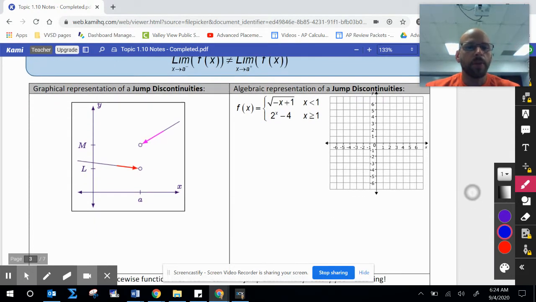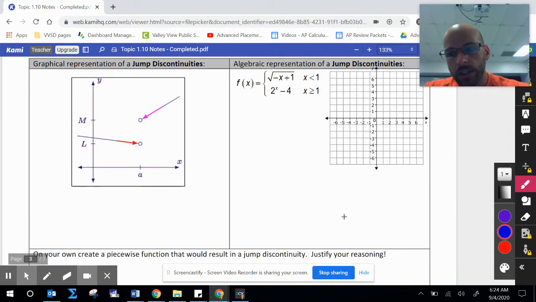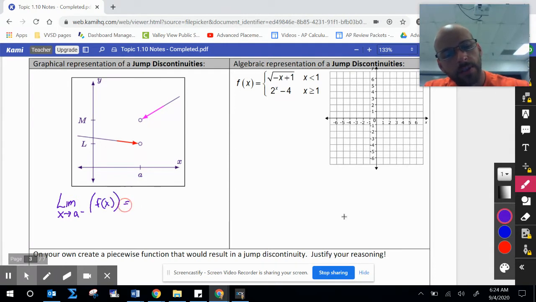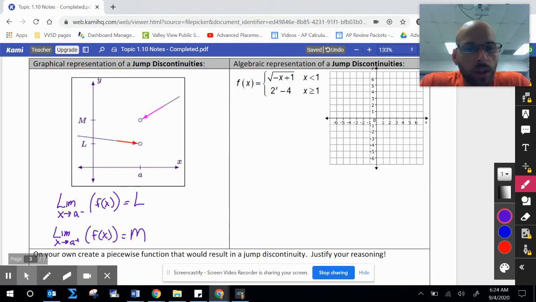So if you take a look at my first one, again, using some math notation here, if you ever need to explain, the limit as x approaches a from the left of this function, f of x, even though it's not labeled, is L. And the limit as x approaches a from the right of f of x is going to be m. Because those two things are going to two different y values, we know that there's a jump discontinuity.